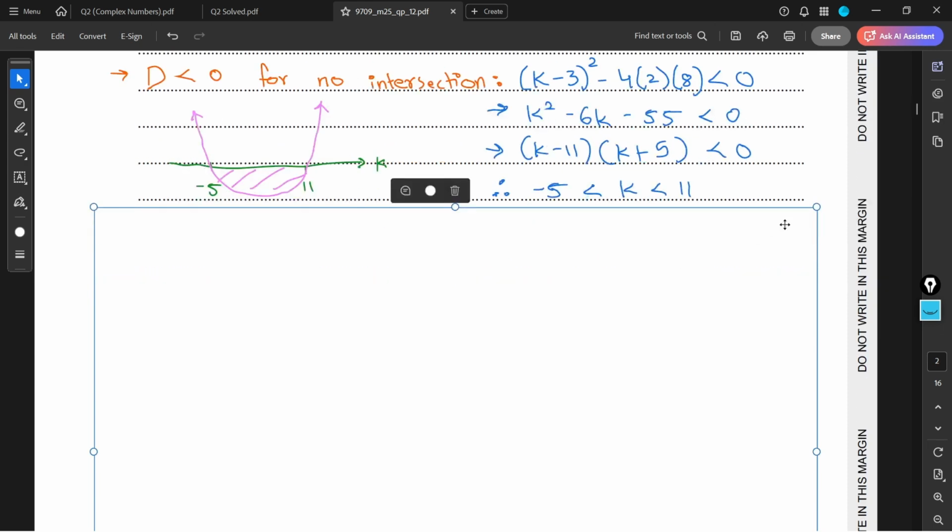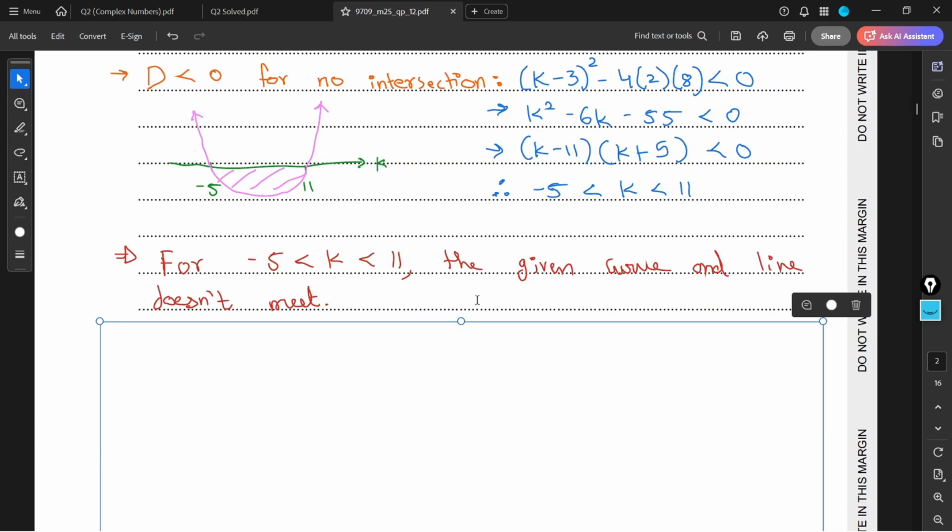So that should be your final answer. Just to conclude our statement, I am writing that for all the values of k between minus 5 and 11, the given curve and line do not intersect or do not meet. That's how you do the first question.